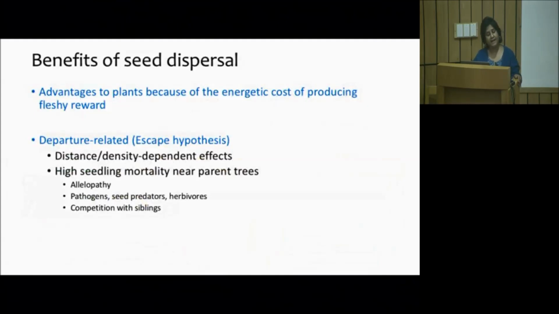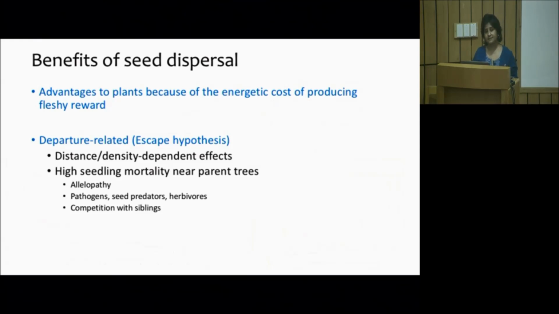So why is seed dispersal beneficial? Why can't seeds just germinate below the parent plants? There are several hypotheses related to why departure from the parent plant is useful and beneficial for ultimate recruitment and seed germination. And this is because of certain things called distance and density dependent effects around the parent tree.